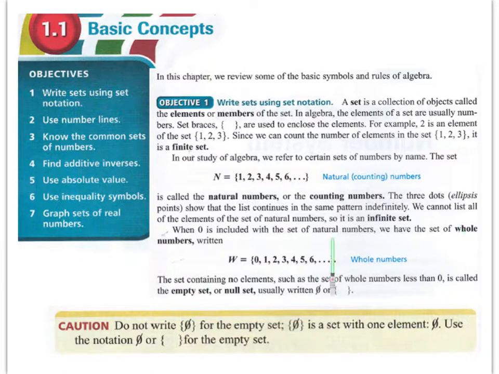Whole numbers, those just include 0. So for this text, when you see N in this context, that's referring to the set of natural numbers. W refers to the set of whole numbers.